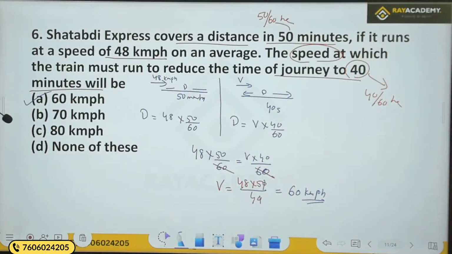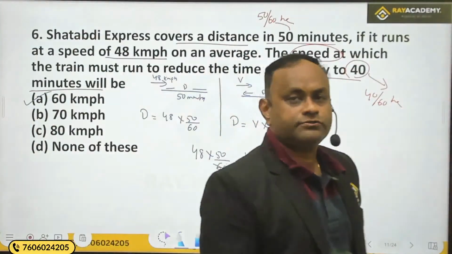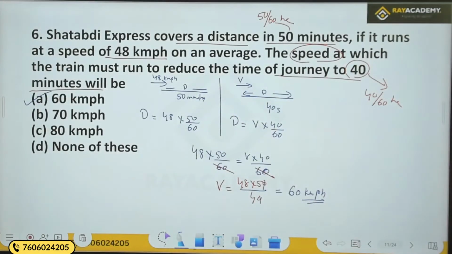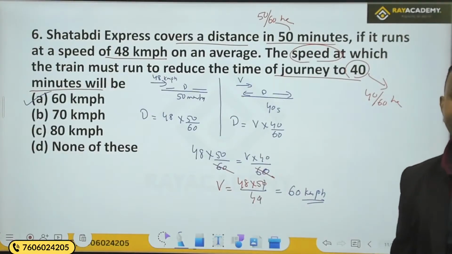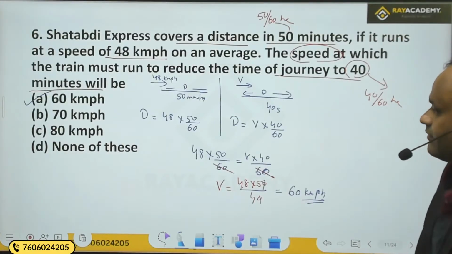This is the speed at which the train has to travel so that it covers the same distance in 40 minutes. So comparatively it is an easy question, but make a practice to get units perfect. Maybe in this question the 60 and 60 cancel, so that is not affecting, but always take care of units.